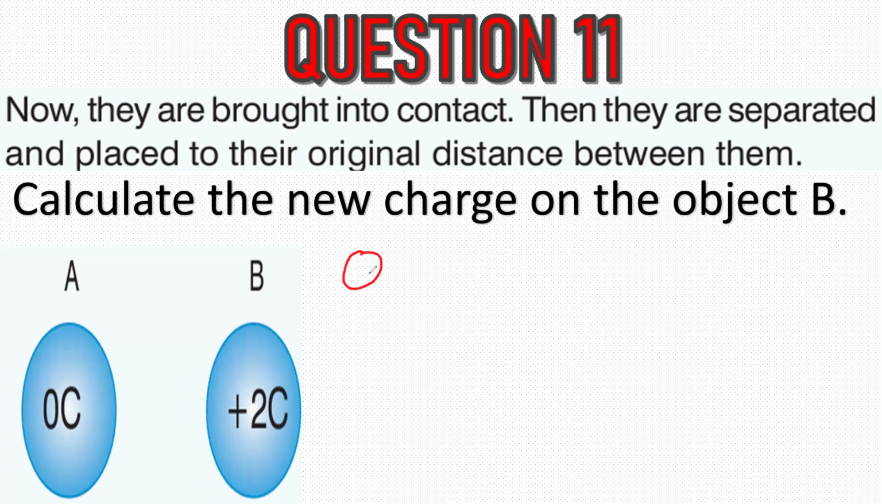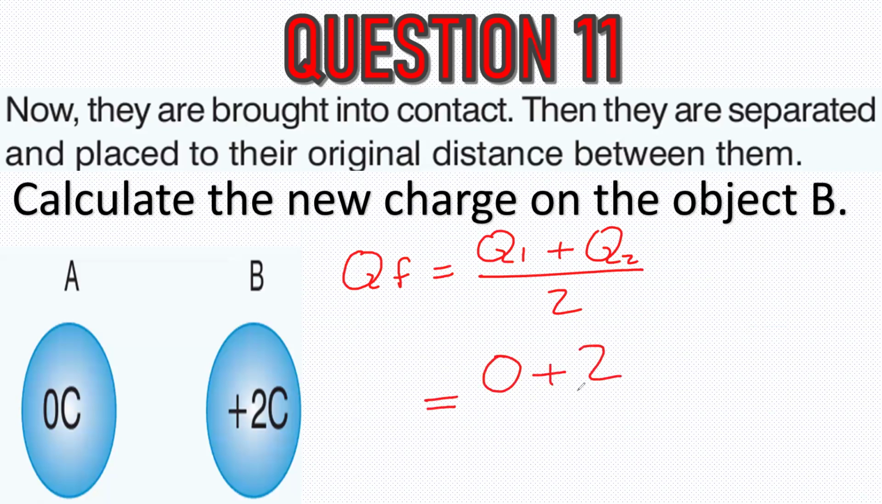Q final equals Q1 plus Q2 over 2. Our numbers, what we have: 0 plus 2 over 2, and then 2 over 2 is 1 coulomb. We should write the unit. C is coulomb, the unit of charge, you know that. Questions 10 and 11 are done, so same questions. Let's continue with the next one.